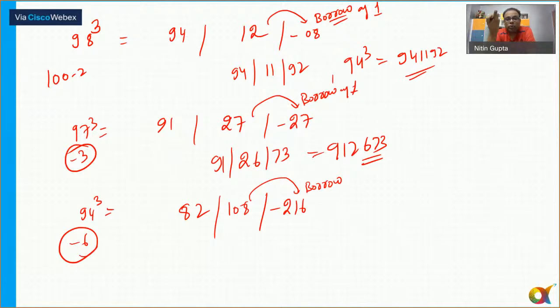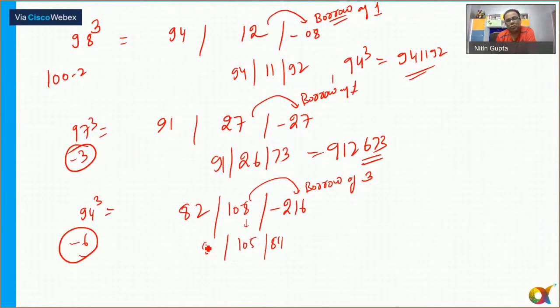If you take a borrow of 2, then it will be 200 minus 216, which is still negative. So I need to take a borrow of 3. All right. So if you take a borrow of 3, then it will be 300 minus 216, which is equal to 84. And since I have taken a borrow of 3 from the middle part, it will become 105. So you can write down 105.